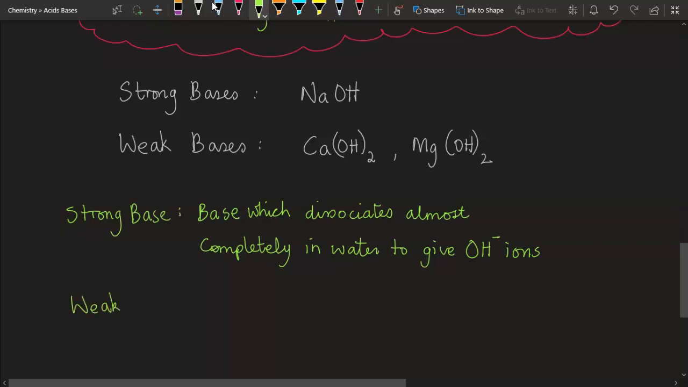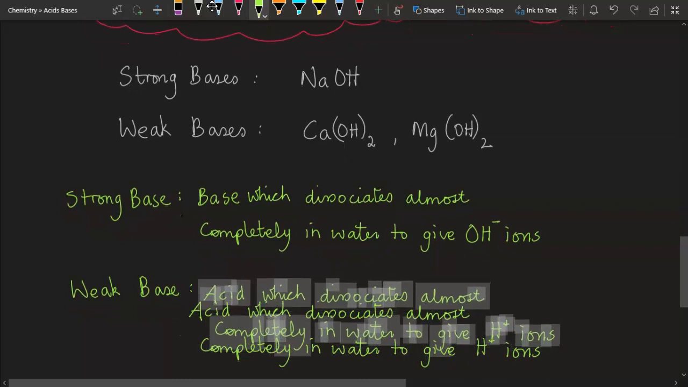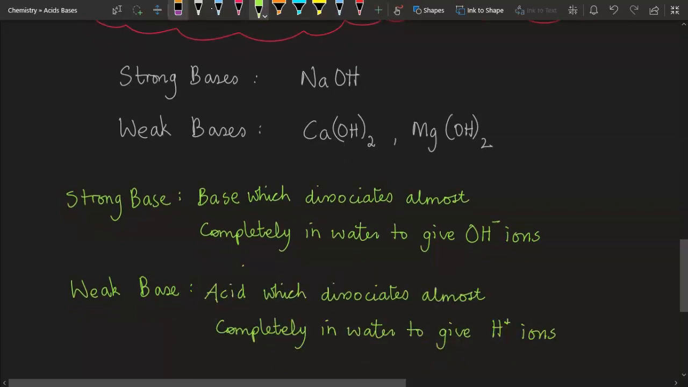You also have the same thing, except this time for a weak base. And again, we can change that too. We're going to get rid of that. This is a base which dissociates. We could say almost, but it's better if you say slightly, slightly in water to give OH minus ions.